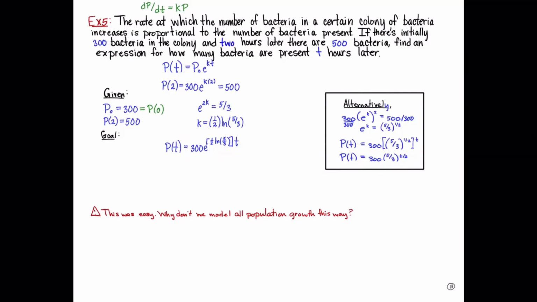The reason that we can't do this all of the time is because as t is approaching infinity, the population is also approaching infinity, which we know can't happen, or we'd be overrun.